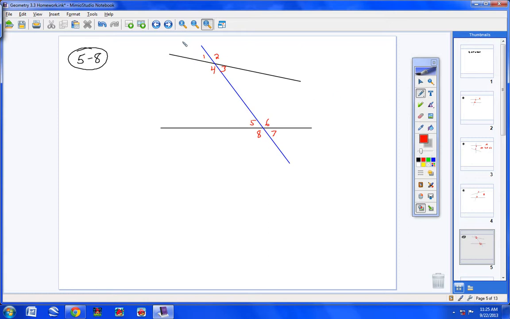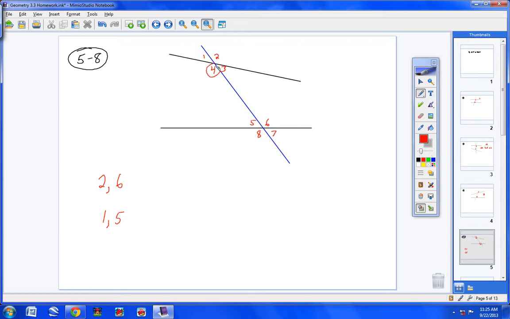Let's continue on. Number 5, name a pair of corresponding angles. Now, corresponding angles have to be something like this. Like 2 is above the line, and 6 is above the line, and they're both on the right of the transversal. So 2 and 6 would be corresponding angles. They come in pairs of 2. Look at 1. 1 is above the black line, 5 is above the black line, and they're both to the left of the transversal. They're on the same side of the transversal, so angles 1 and 5 are corresponding.